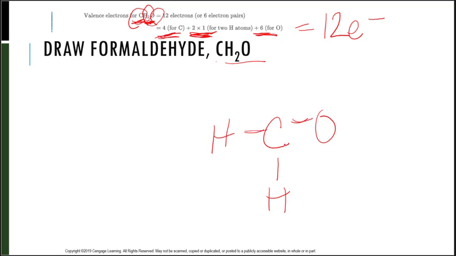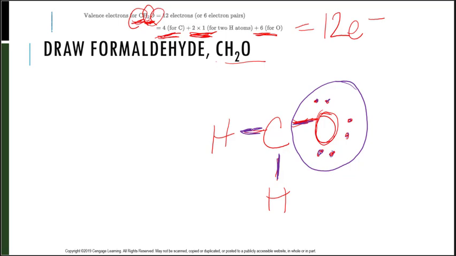So far we have 2, 4, 6. Let's start adding electrons because oxygen is not happy. Oxygen only has 2. And carbon isn't happy because it only has 6. So we can do 7, 8, 9, 10, 11, 12. This oxygen is now happy because it has 1, 2, 3, 4, 5, 6, 7, 8. This hydrogen's happy, it has 2. That hydrogen's happy, it has 2.